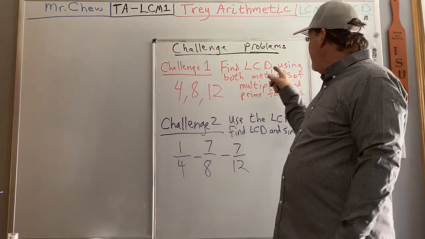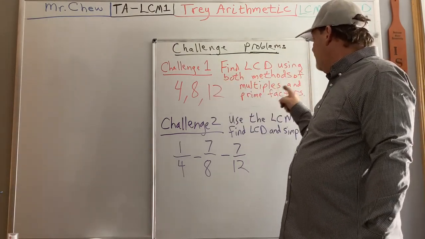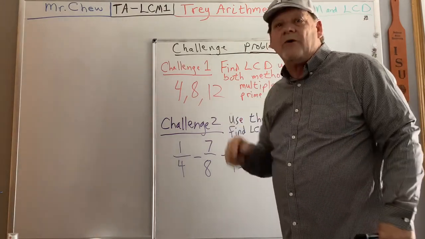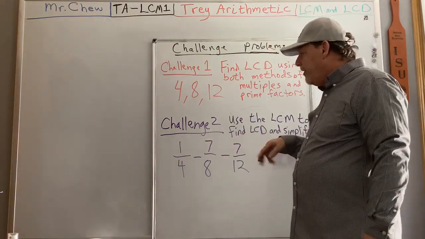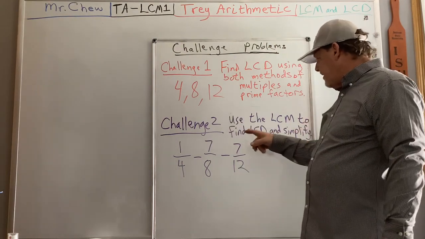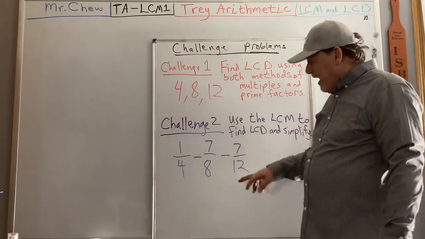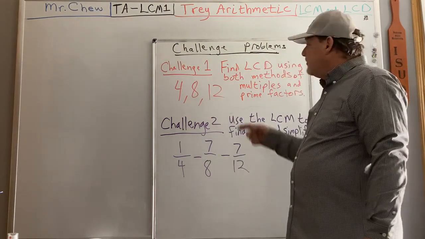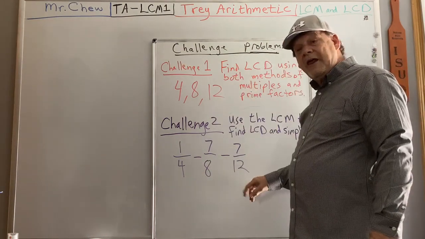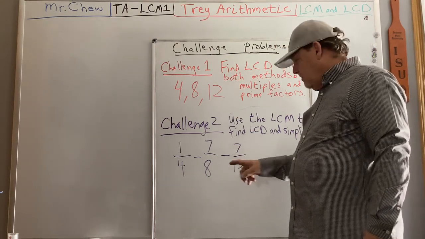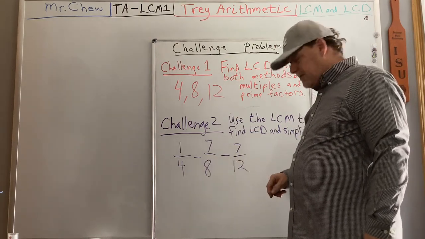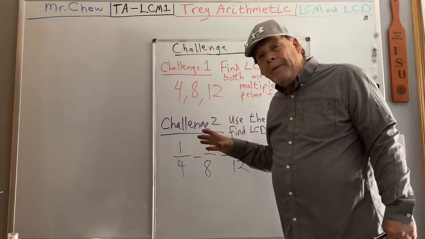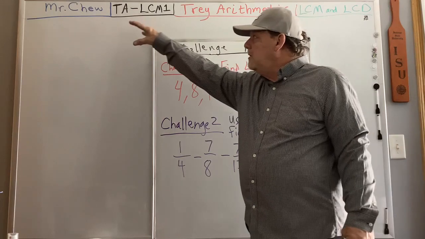Challenge 1, find the LCD using both methods of multiples and prime factors of 4, 8, and 12. It's one of those where one may be a little easier than the other one. And then challenge 2, use the LCM to find the LCD and simplify. And just like I did before, the 4, 8, and 12 are the denominators here. So the LCM in this one will be the LCD here, but then you have to subtract those and then simplify it.